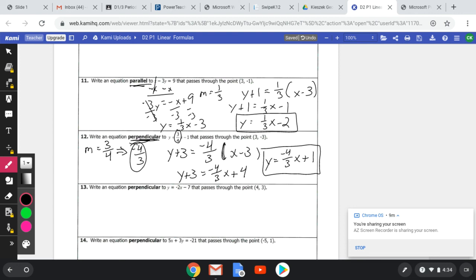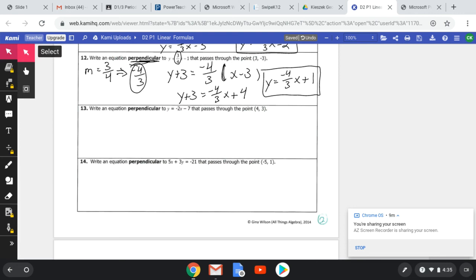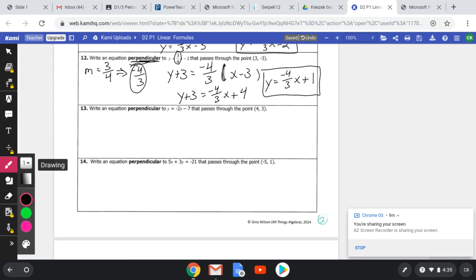And I do the same thing if the equation is not solved for y. So if I look at number 14 here, I would have to get y by itself. So it looks like I'm going to have to subtract 5x from both sides. So I'm going to get 3y equals -5x minus 21. And then I'm going to divide by 3. So I'm going to get y equals -5/3 x minus 7.